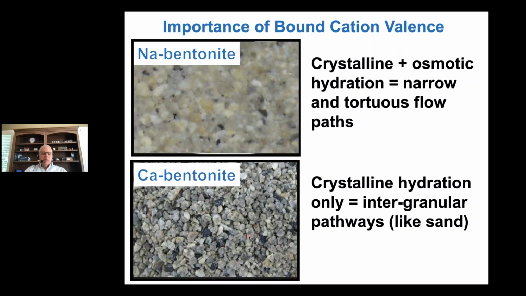This is calcium bentonite, where the sodium has been replaced by calcium, and we've inundated it in water. No swelling at all. It looks like sand particles. You would never think of that as a clay particle, but that is bentonite, but it's not swelling. It only has a very modest affiliation of water with the mineral surface, and that calcium bentonite is going to be orders of magnitude more permeable than the sodium bentonite above it.